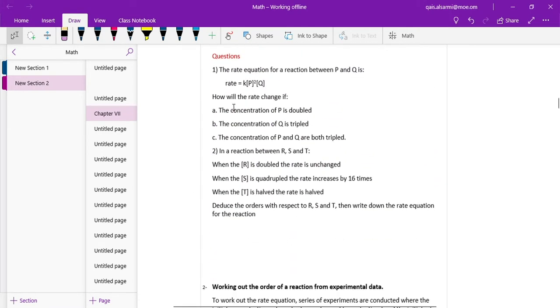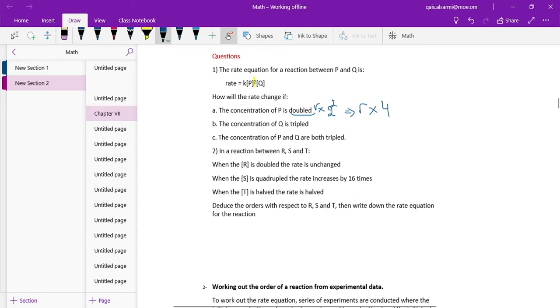Now, questions. The rate equation for a reaction between P and Q is: rate equals k[P]²[Q]. How will the rate change if the concentration of P is doubled? Now, what's the order of P? As you can see, P is to the power 2. So the reaction is second order with respect to P. So when you double P, the rate is going to be multiplied by 2 power 2. So the rate is going to be multiplied by 4, the rate is going to quadruple, because 2 power 2 is 4.